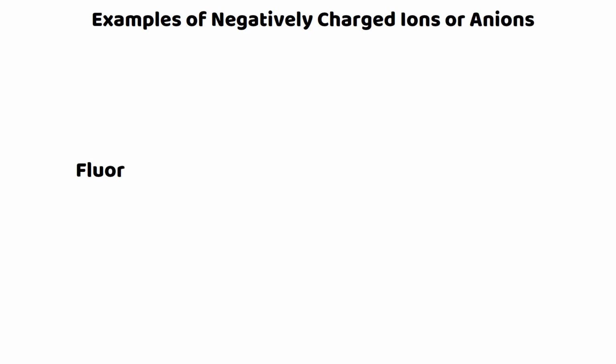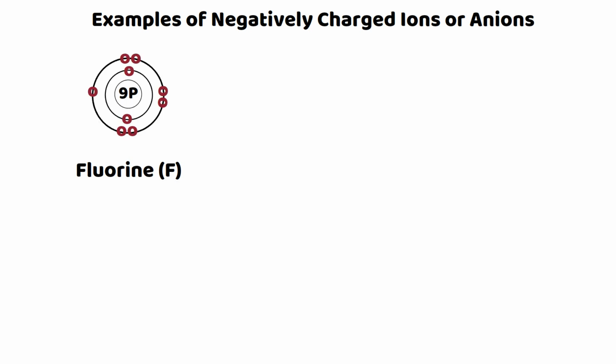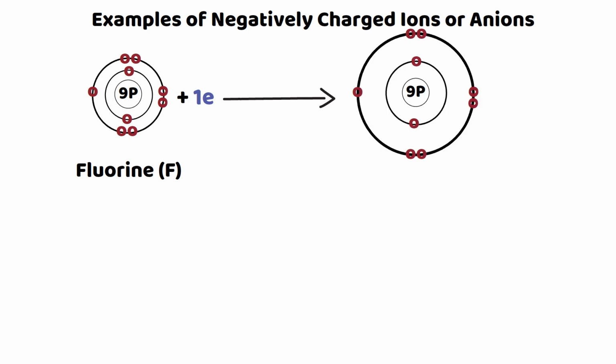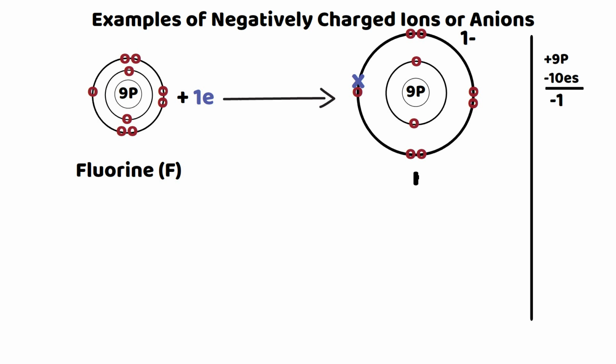We have fluorine atoms with atomic number 9 and electronic configuration 2, 7. As the last shell of fluorine is incomplete, it is unstable and can't exist independently. For stability, an atom of fluorine gains 1 electron. After gaining 1 electron, the electronic configuration becomes 2, 8 for fluorine and it carries 1 minus charge. Protons are still 9 in an atom of fluorine while electrons become 10. So 9 protons minus 10 electrons becomes equal to minus 1 charge of fluoride ion.